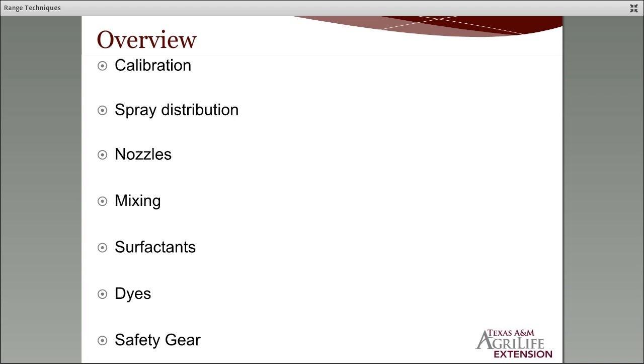Surfactants, we hear all the time that we have to use a surfactant, but let's look at that a little bit more throughout this presentation. Dyes, dyes help with coverage, and coverage helps with kill. We have to get good coverage of that plant before we can get good mortality on that plant. Then we have to leave in the safety gear.